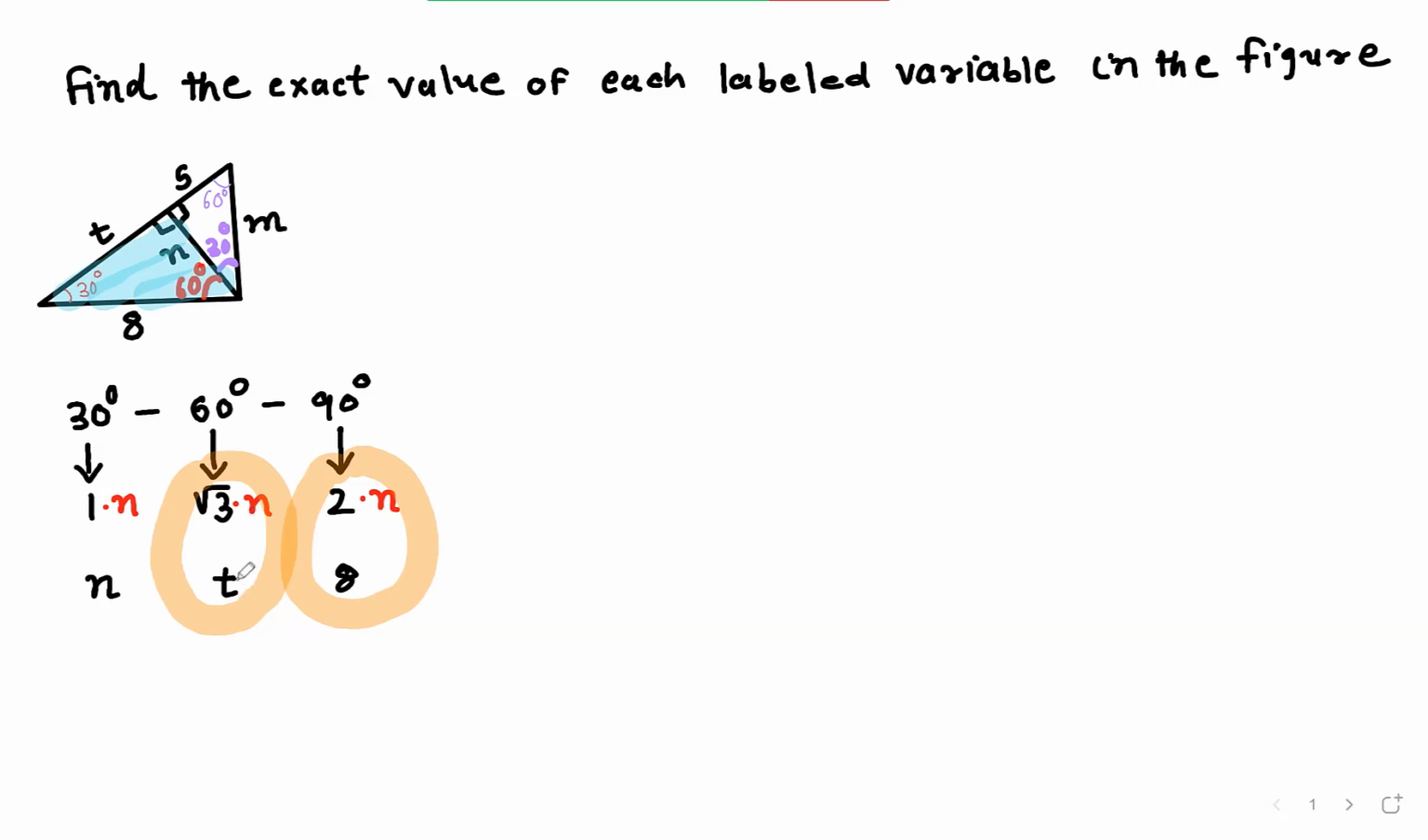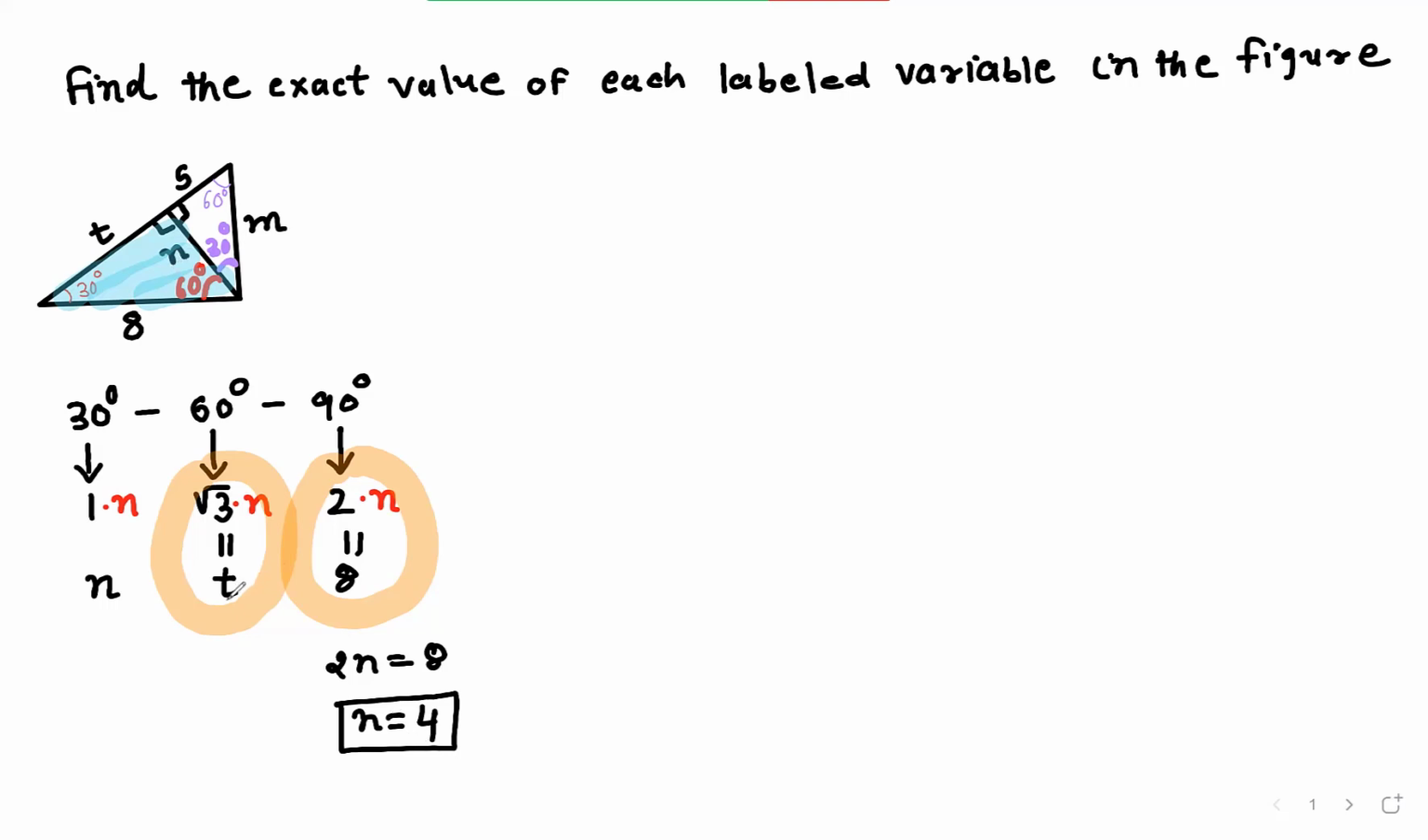If you compare these two and make them equal, then you have two unknowns, n and t. So this is not a wise choice. This can be our wise choice. We will compare 2n equals 8, square root of 3 times n equals t, and n equals n, there is no comparison, so we'll leave that alone. So the best thing to do is solve this one first. So we get 2n equals 8. You divide both sides by 2, so we get n equals 4. That is our first labeled variable value, n equals 4.